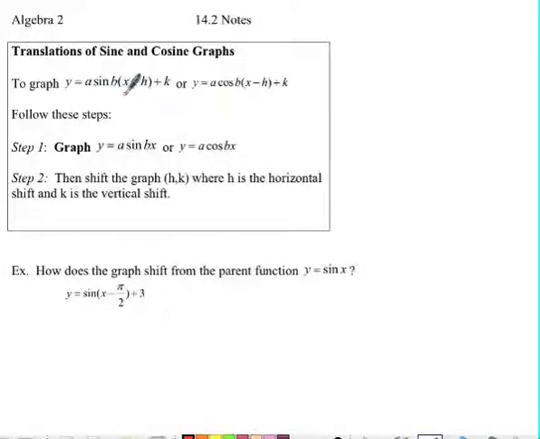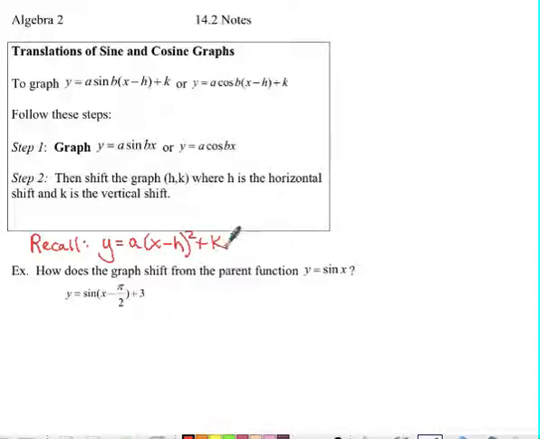y equals A sine B times the quantity x minus h plus k, or y equals A cosine B times the quantity x minus h plus k. What I'm going to have you do is, step 1, graph y equals A sine bx or y equals A cosine bx. Then step 2, shift the graph h, comma, k. But before we do this, first I want to take you back to quadratic equations and their graphs.